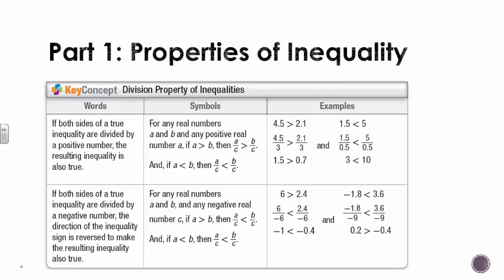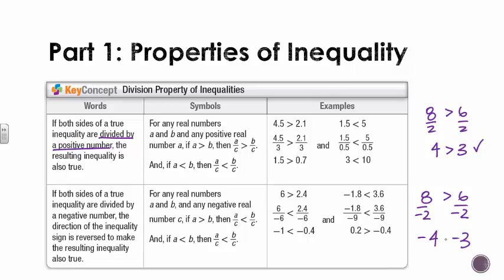And the same rules apply for division. If you divide both sides by a positive number, the inequality stays the same. So if I have 8 is greater than 6, and I divide both of them by 2, I get 4 is greater than 3, which is still true. But now if I take those same numbers and divide by negative 2, I get negative 4 and negative 3. And negative 4 is not greater than negative 3, so I have to flip the sign around.